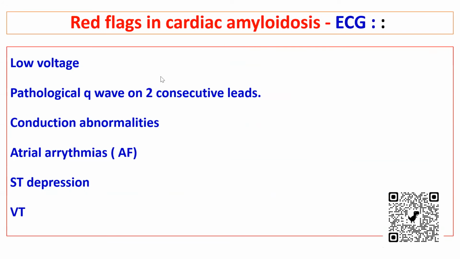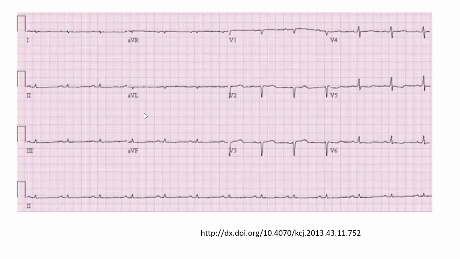The ECG may show low voltage, pathological Q waves in two consecutive leads, conduction abnormalities, pseudo-infarct pattern, atrial arrhythmia, ST segment depression, and ventricular tachycardia. These patients are typically in an advanced stage of cardiac amyloidosis while showing low voltage on ECG, and there is also poor R wave progression, so the pseudo-infarct pattern on the precordial leads or pathological Q waves in the precordial leads.